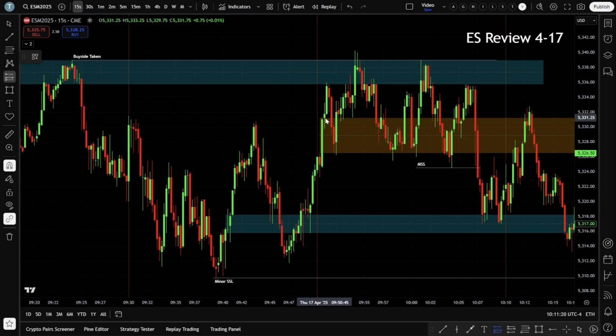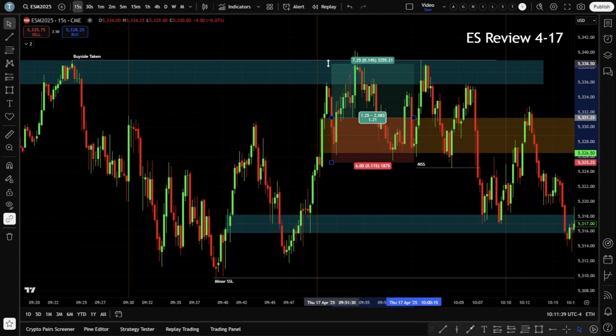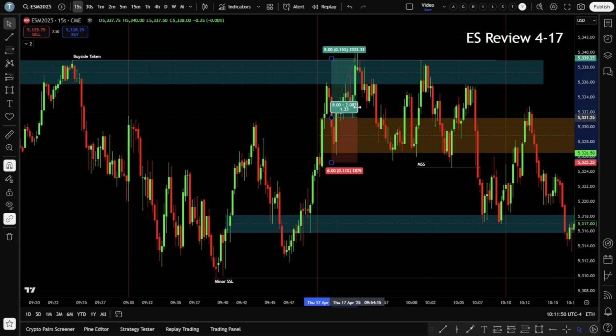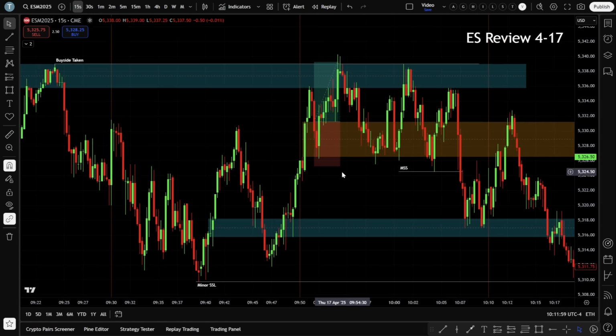So if you were to go long, even if you got in right at that volume imbalance as price was coming back into it, right there, you set your stop loss beneath the fair value gap, and your target is going to be the buy side. 8 points. Targeting the buy side, get a quick scalp for 8 points on the ES in just a few minutes being in the trade.